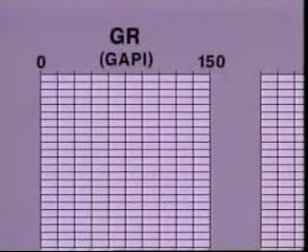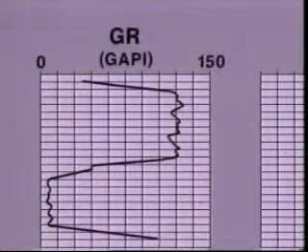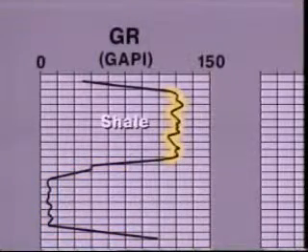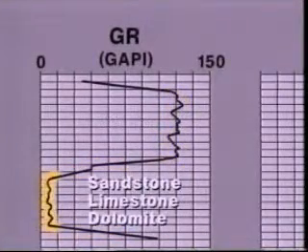The gamma ray log is a measurement of the natural radioactivity of the formation. Because radioactive elements tend to be concentrated in shales, the gamma ray normally reflects the shale content of the formations. The gamma ray log is scaled in gamma API units of radioactivity, with high readings causing a deflection of the curve to the right, and low radioactivity causing a deflection to the left. Thus, high readings indicate shale, and low readings indicate clean, non-shaly formations, like sandstone, limestone, and dolomite.